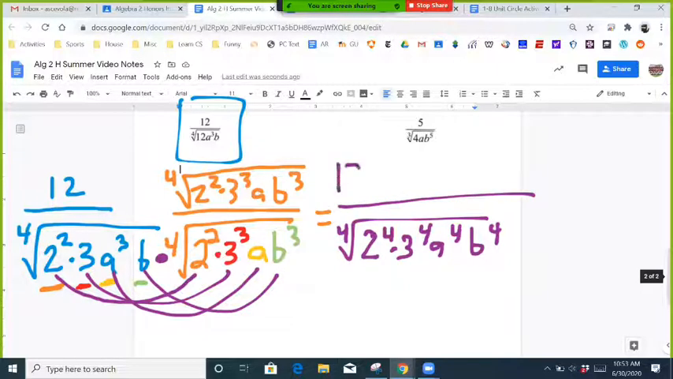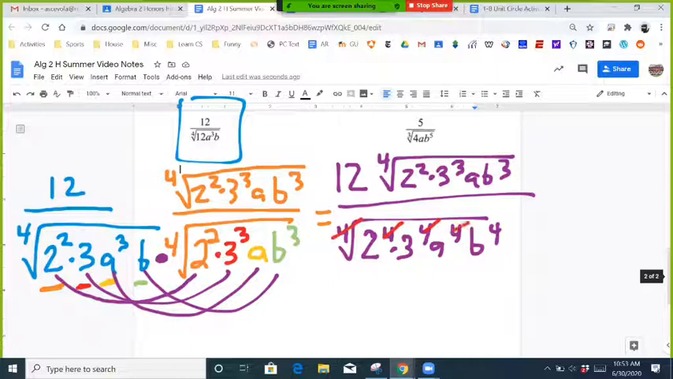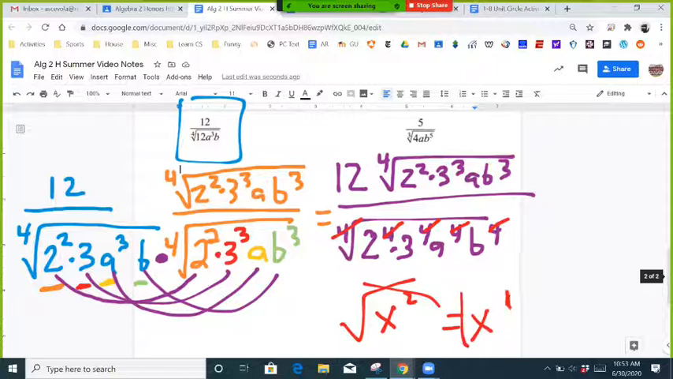And then we have in the numerator 12 times the 4th root of 2 squared times 3 cubed a b cubed. Now, this is all going to simplify because it's the 4th root of 4 perfect fourths. So that's all just going to cancel out, sort of like how this all just cancels out. Now remember, when you take an even root, so it's the 2 that I just circled, because it's a square root, and you get a variable that simplifies with an odd exponent, it's going to need absolute values.